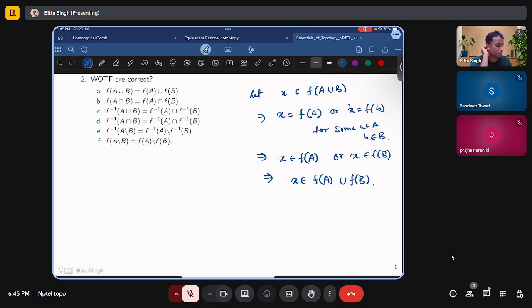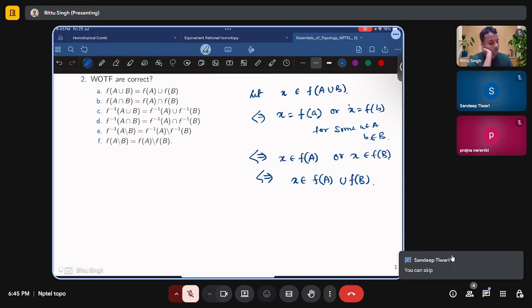And the converse is also true. The reverse steps also hold. So yes, this is true. Now what about the second one? Is it true or not? No. Okay, so let me see what happens. What is wrong?